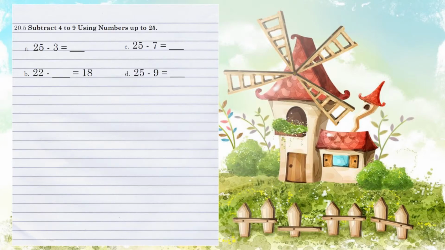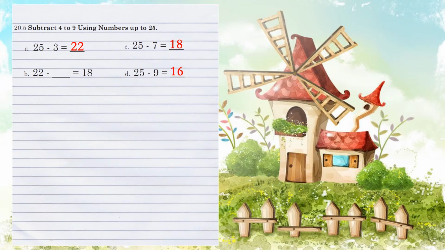20.5. Subtracting 4 to 9 using numbers up to 25. Example A. 25 minus 3. If we subtract the ones position first, 5 minus 3 is 2. When we subtract the tens, 2 minus 0 is 2 for an answer of 22.